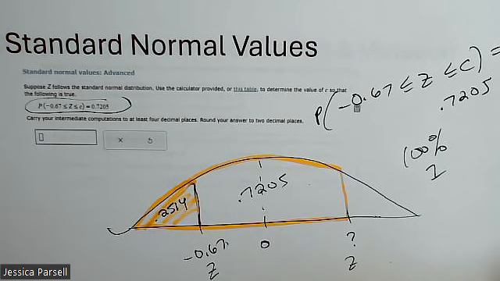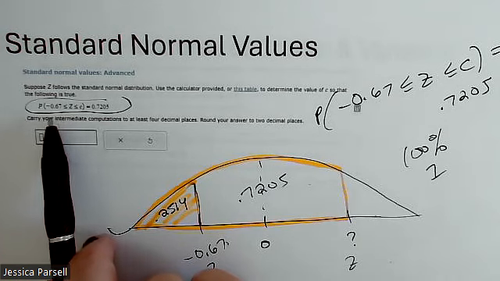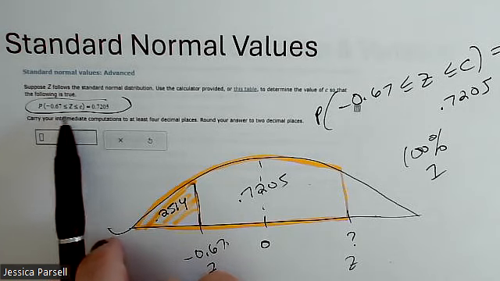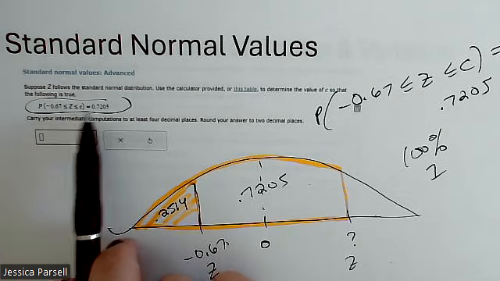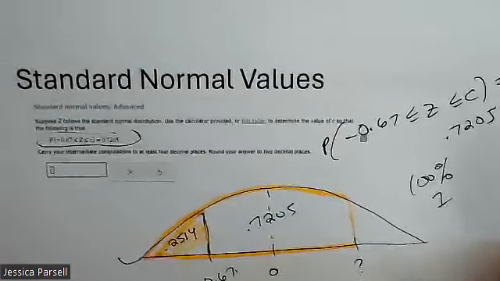It says, suppose Z follows the standard normal distribution, use the calculator provided or this table to determine the value of C so that the following is true. The probability falls in between a Z-score of negative 0.67 and some unknown Z-score, and that area has to be equal to 0.7205. I rewrote it kind of here.